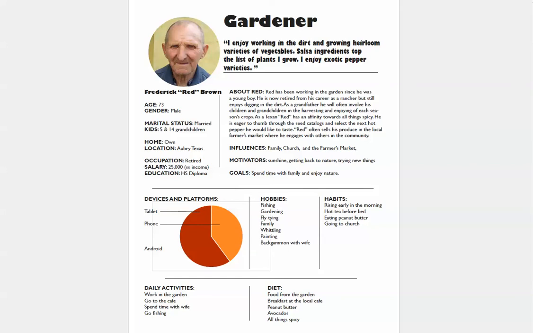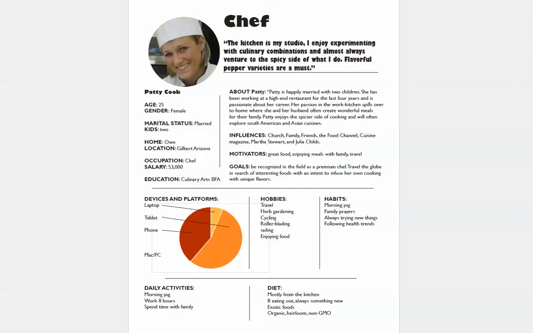Does he own his home? Where does he live? What kind of salary does he have? What kind of devices are they using? That helps me know what kind of site I need to put together. Do I design mobile first, and should it definitely be responsive, and some other things that I may have some concern about. Here's a chef.